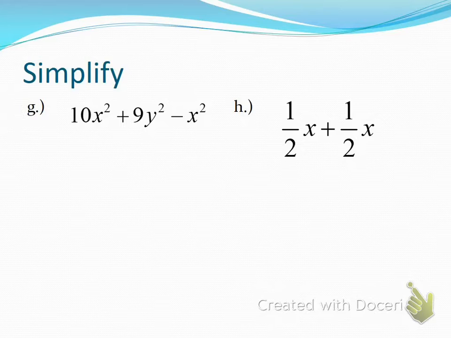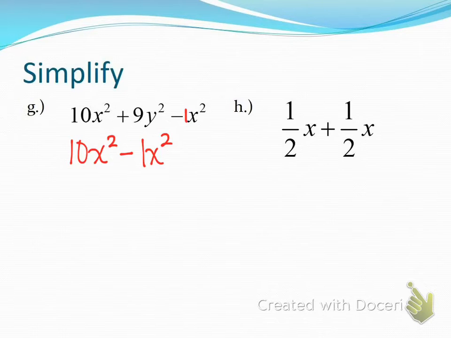Okay, so the x squareds can get combined. What number is sitting in front of this x squared? A 1. So if we need to rewrite it separately to do it, we can. 10x squared, we keep the sign right in front of the number. So that means this is going to be minus 1x squared.